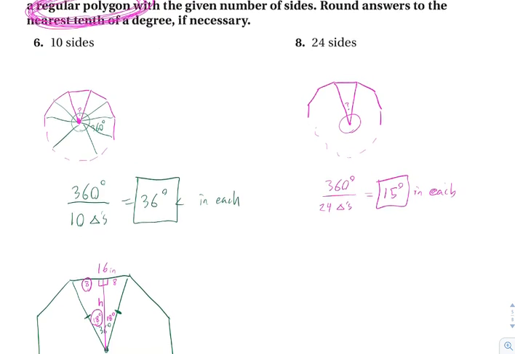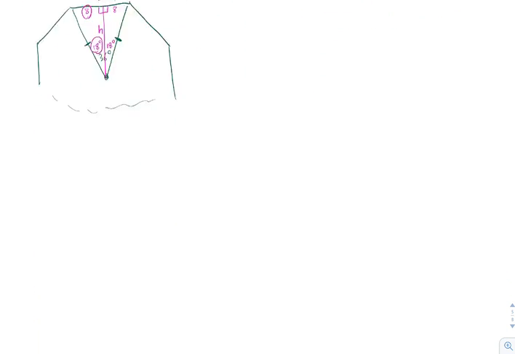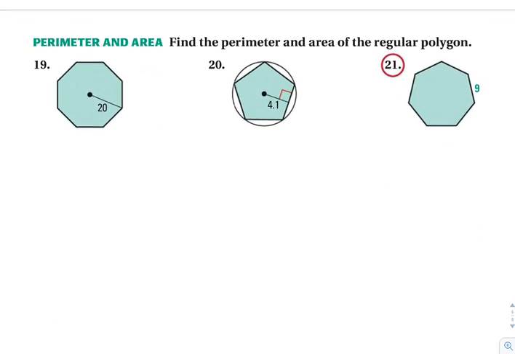Okay, so now let's put those together. Let's go down and do a couple problems here. Now this is where it's going to slow down. I'm going to do lots of examples. So for the first one, it tells us that this is a regular polygon. Find the perimeter and the area. So again, this is the hard part.